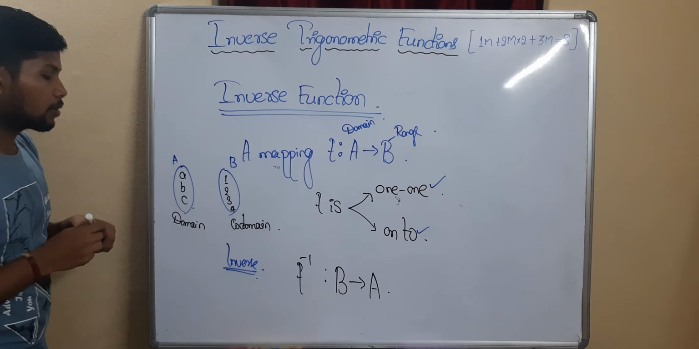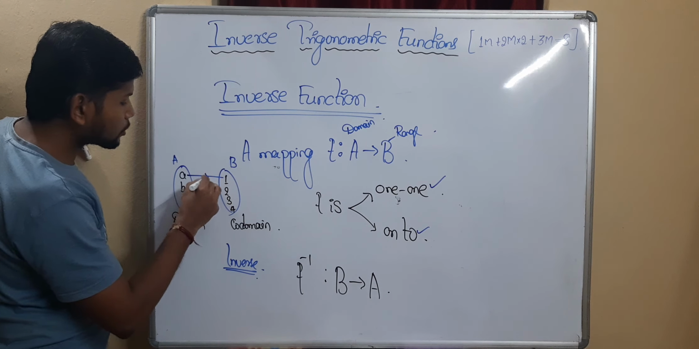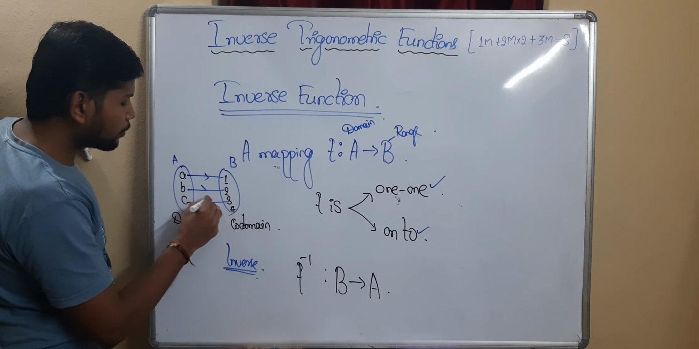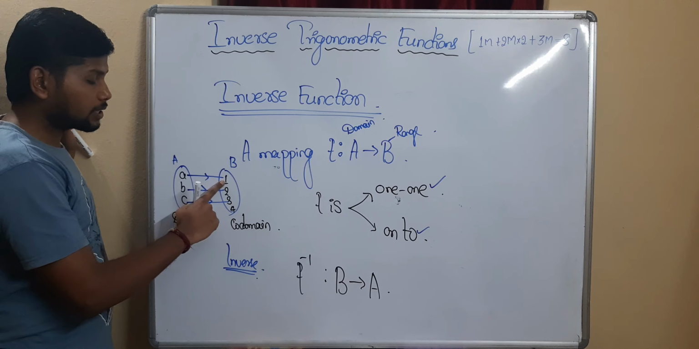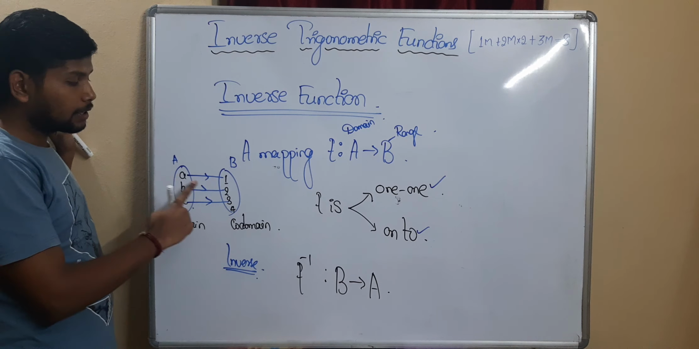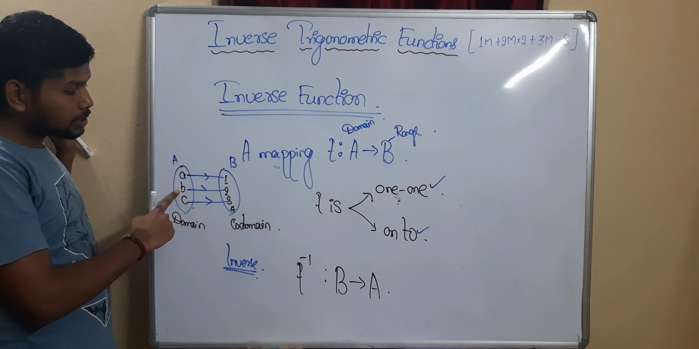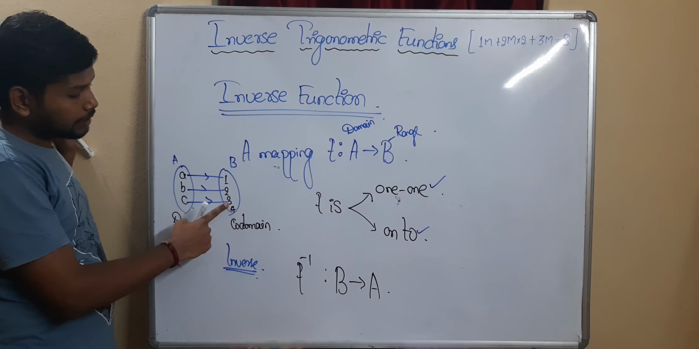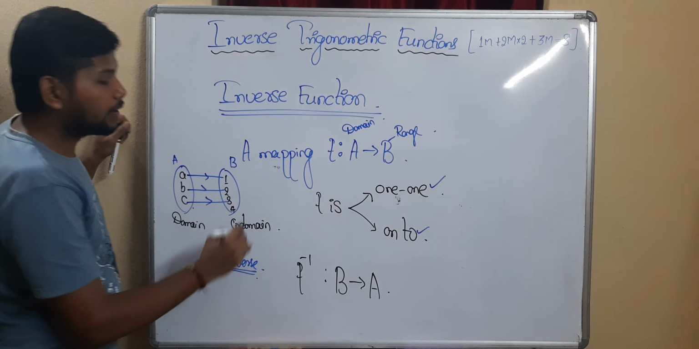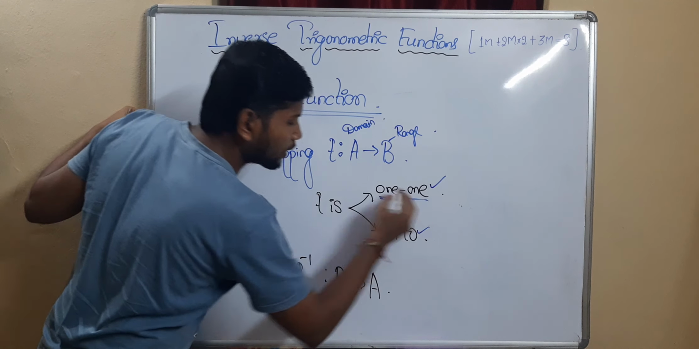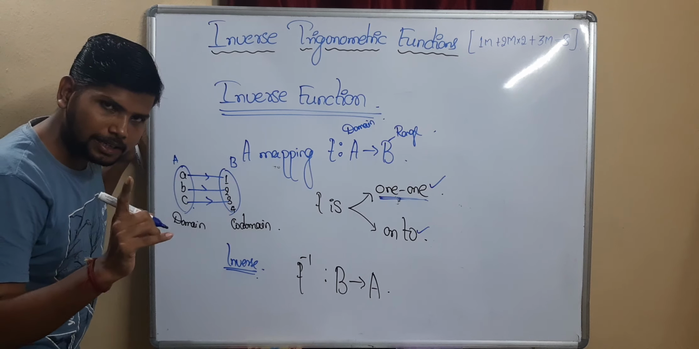Okay, now if there is a 1 to 1 correspondence between domain and codomain. 1 to 1 correspondence means 1 is having a preimage as a, 2 is having a preimage as b, 3 is having a preimage as c. 1 to 1 correspondence. Then only we are going to say it is 1 1. Getting my point? Is it clear?